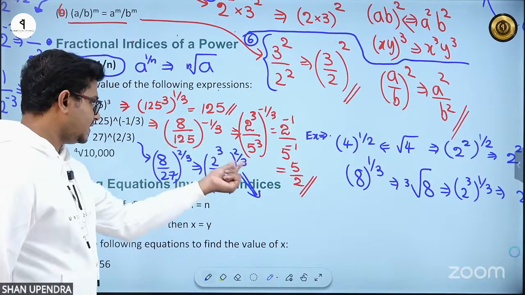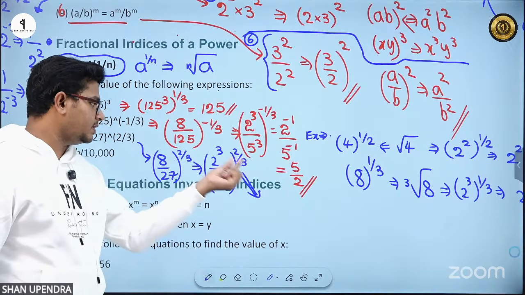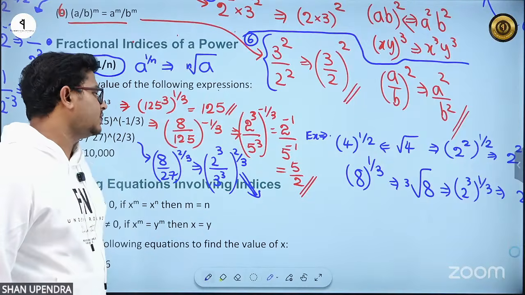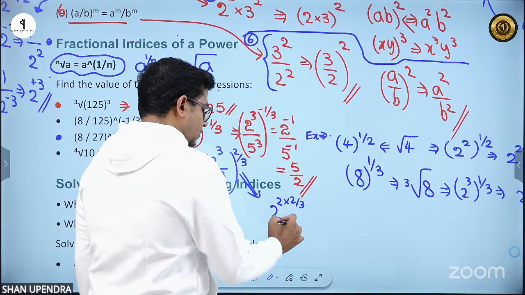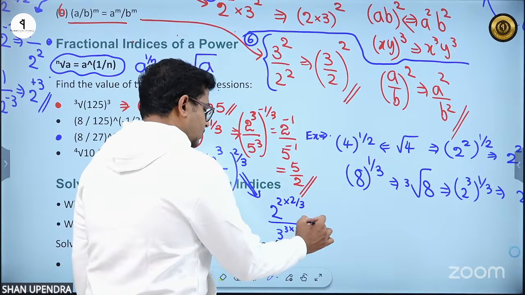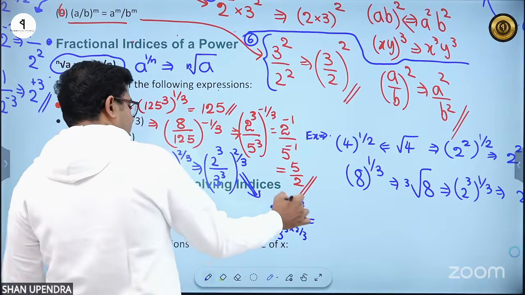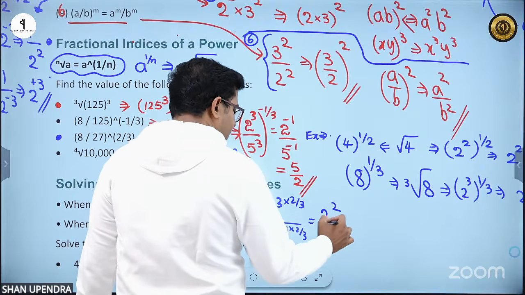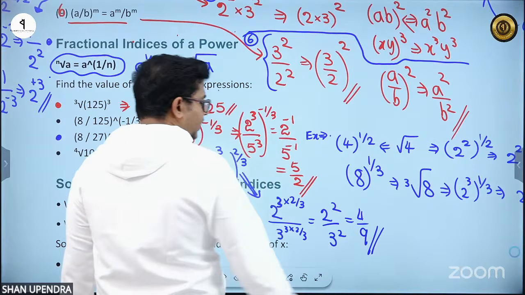We can take this as a fraction and separately multiply with the given power. So 2 to the power 3 into 2 over 3, you can write as 2 to the power 2, divided by 3 to the power 3 into 2 over 3. So the 3s cancel out, and the remaining terms are 2 to the power 2 divided by 3 to the power 2, which means 4 over 9.